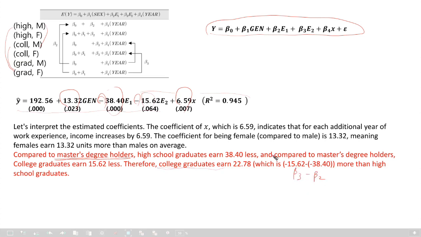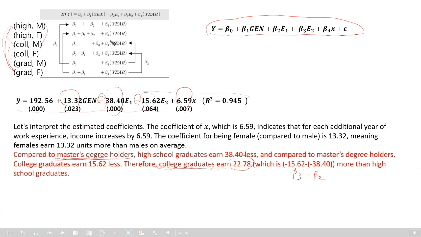Beta 3 is minus 15.62, minus minus 38.4, so that is plus 22.78. College graduates earn 22.78 more than high school graduates. So we can compare these three groups: high school, college, and graduate school.